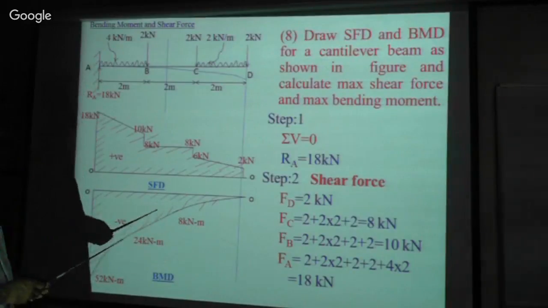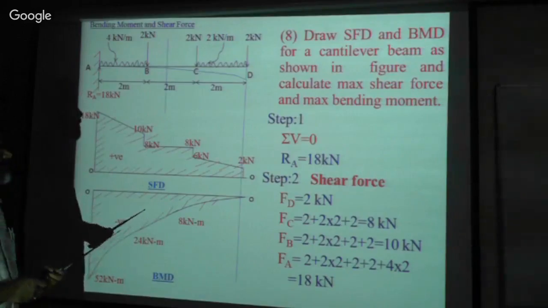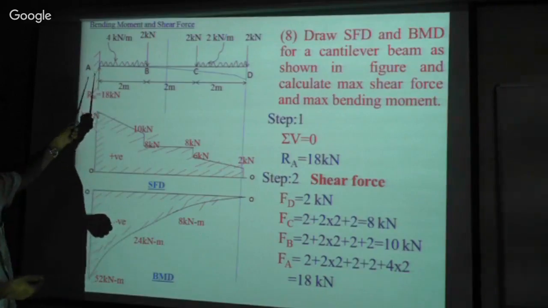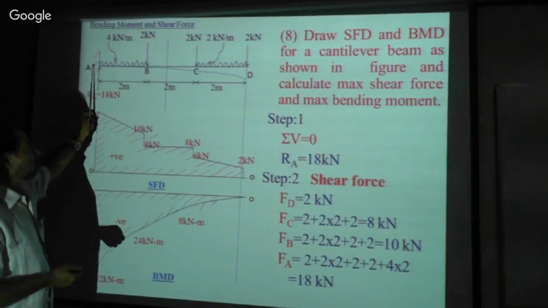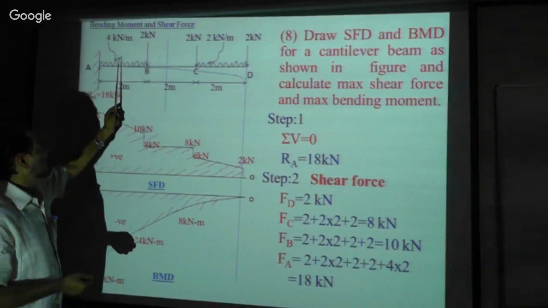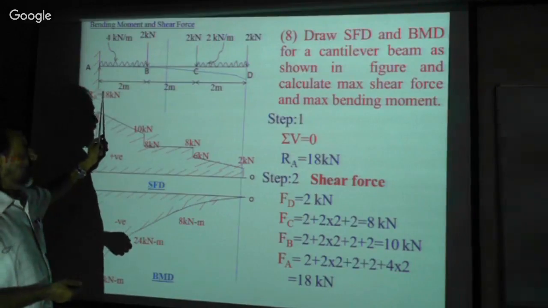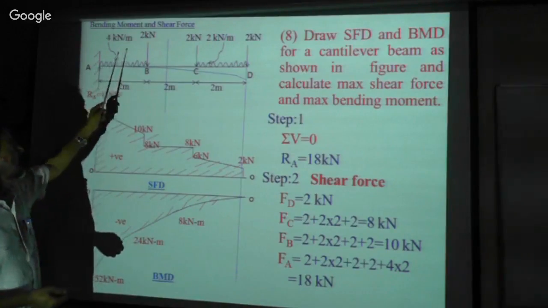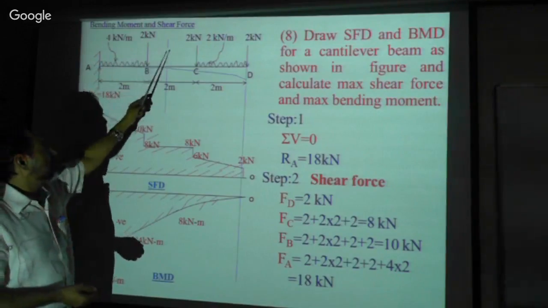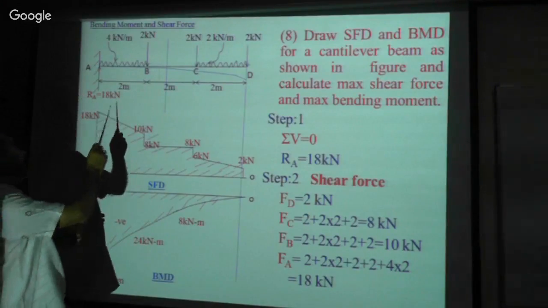Now, for example, I have taken one example already. We have discussed it in elaborate detail. Just I am recalling this. Now, this is the load. It is a cantilever beam loaded with 4-point load, 3-point load, and 2 UDLs. So there is only one support. For this support, we calculate the reaction. To calculate the reaction, sigma V is equal to 0. That means the sum of the downward forces must be equal to the sum of the upward forces. Therefore, that is the reaction.